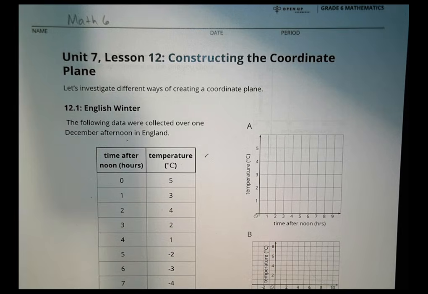Hi there, this is Math 6, Unit 7, Lesson 12, Constructing the Coordinate Plane.